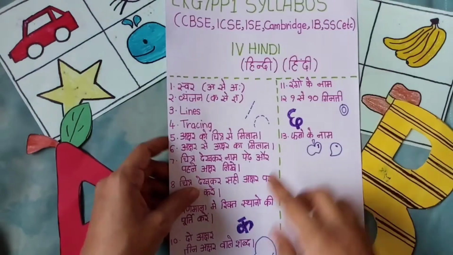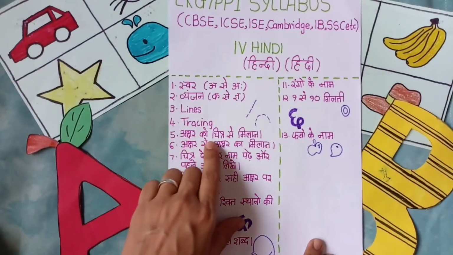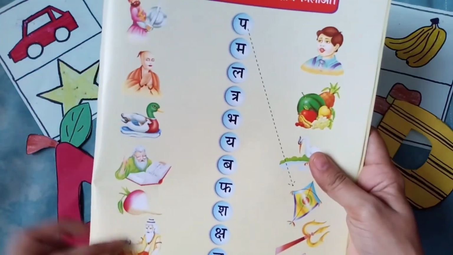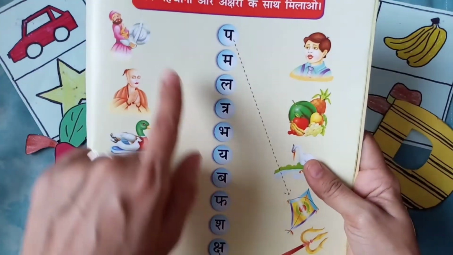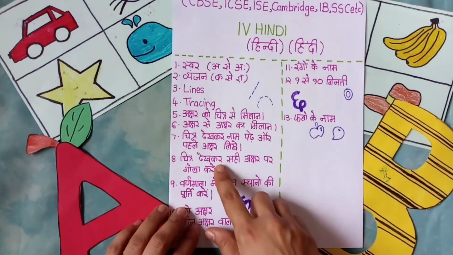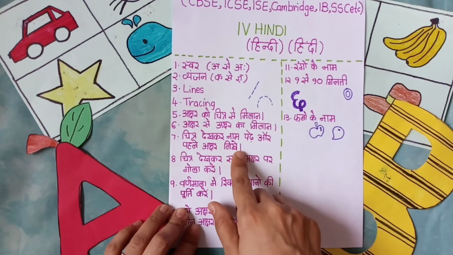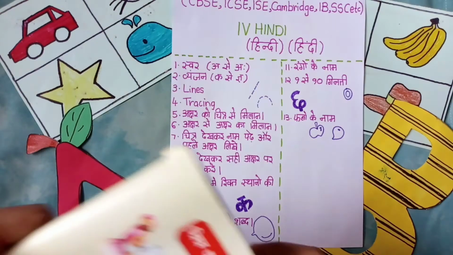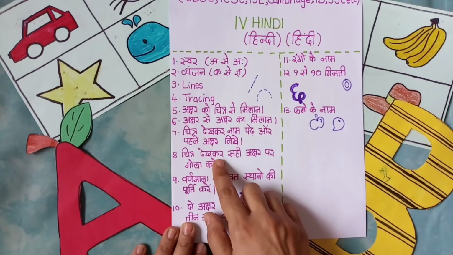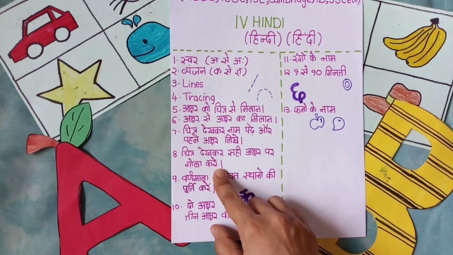Next is our lines, tracings of lines. अक्षर से चित्र को मिलन करो, अक्षर से अक्षर का मिलन करो. Like this. These are all pictures and these are all letters. You have to match them, letter to picture. Next is our चित्र. चित्र देखकर नाम पढ़े और पहला अक्षर लिखे. They will be giving you pictures and you have to write the first letter for that picture. चित्र देखकर सही अक्षर पर गोला करो. They will give you pictures and different letters. You have to identify which letter will come for that picture.